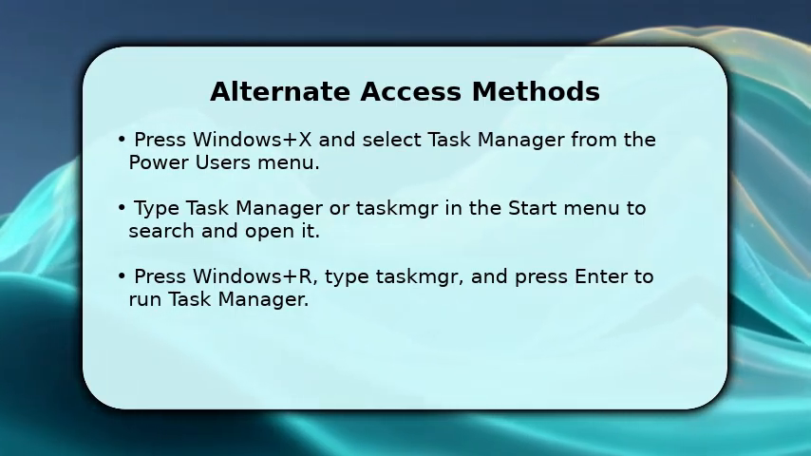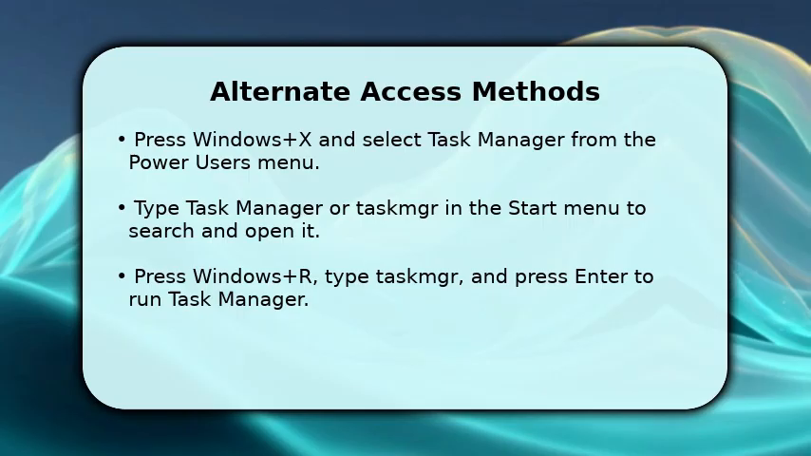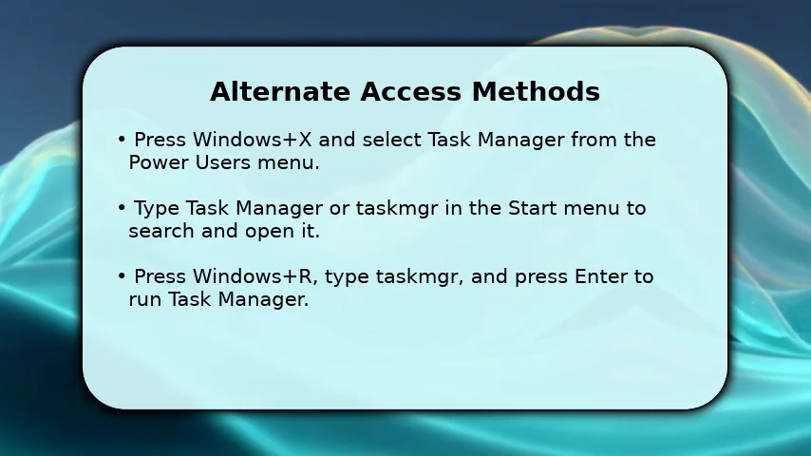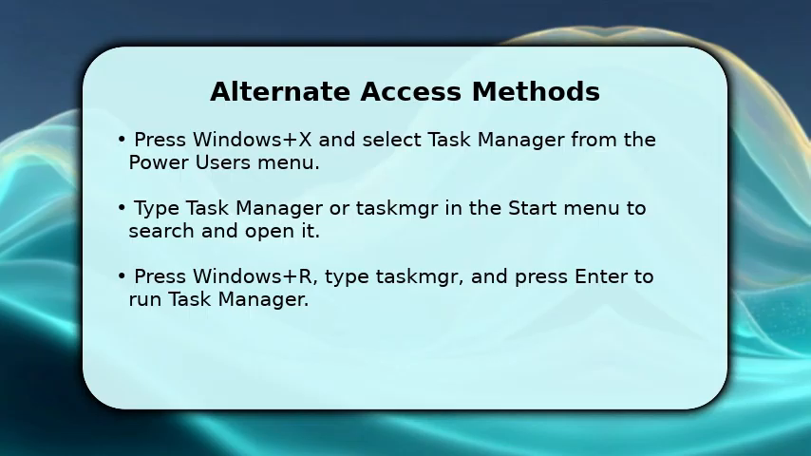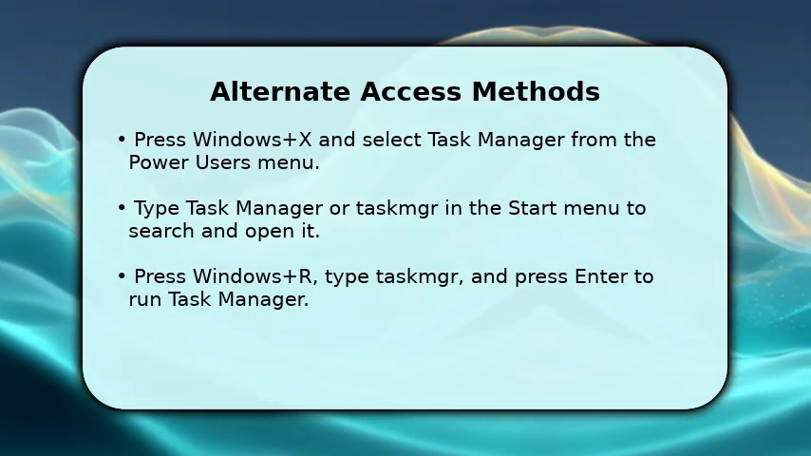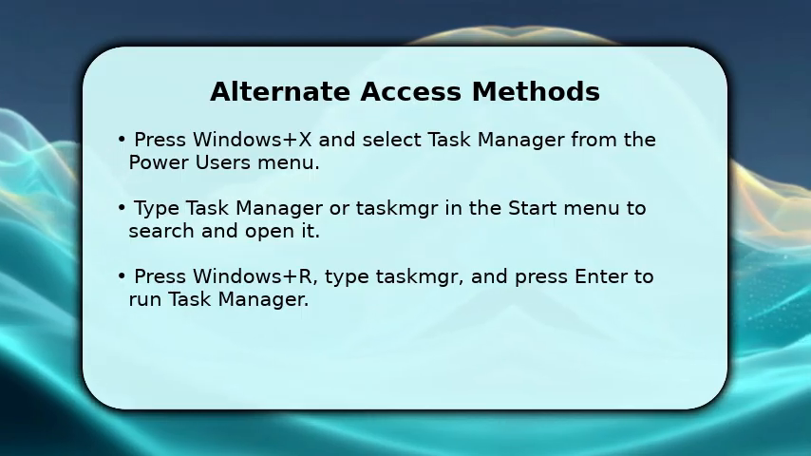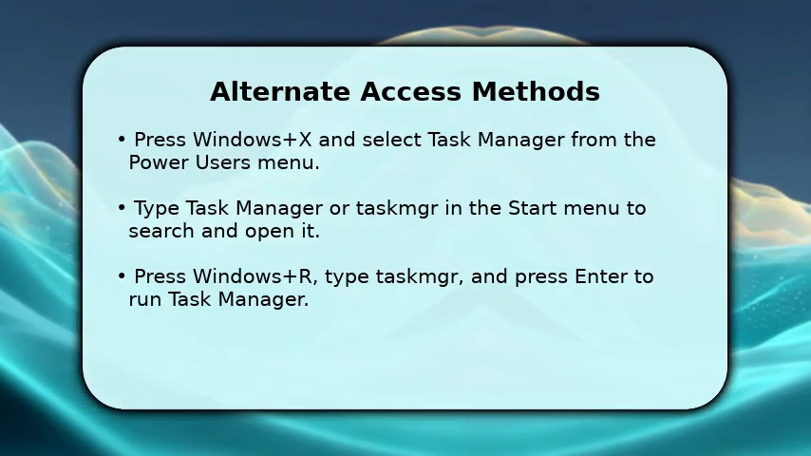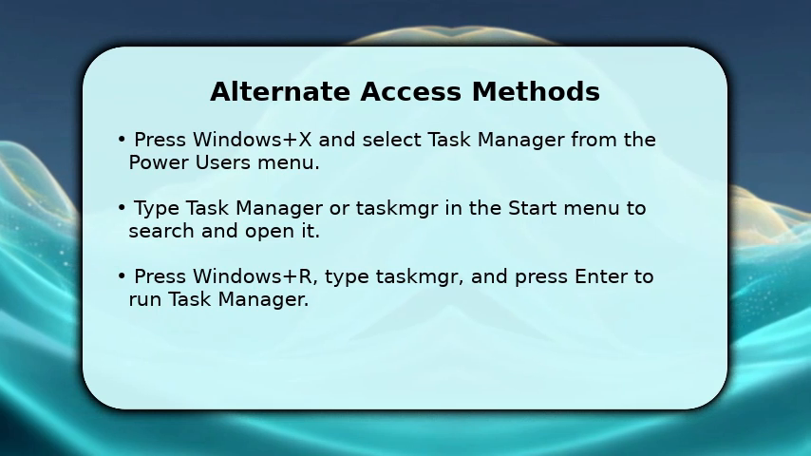Open the Start menu and type Task Manager or Taskmgr to search and open it quickly. You can also press Windows plus R, type Taskmgr, and press Enter to run Task Manager. Right-click the Task Manager icon and choose Run as Administrator when elevated access is required.